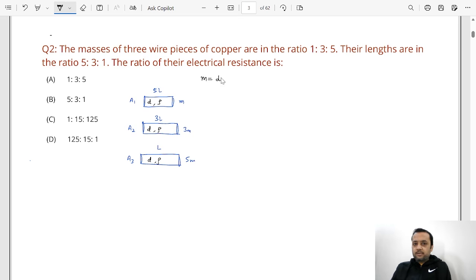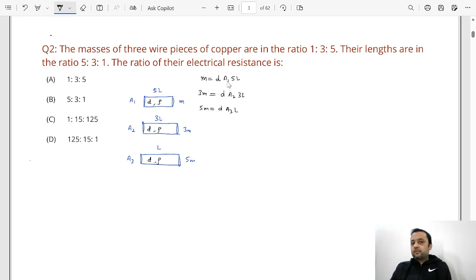Cross sectional area into the length. That means A1 into 5L. Okay, same relation if I make for the second piece, so 3m will be equal to what? 3m will be equal to density d into volume A2 into 3L, and for the last wire, 5m is the mass, will be density into volume will be A3 into L.